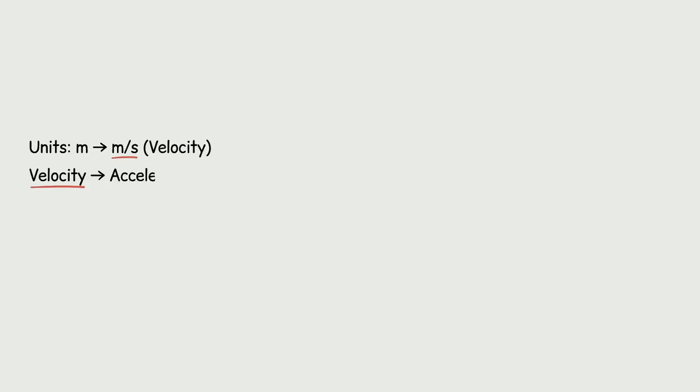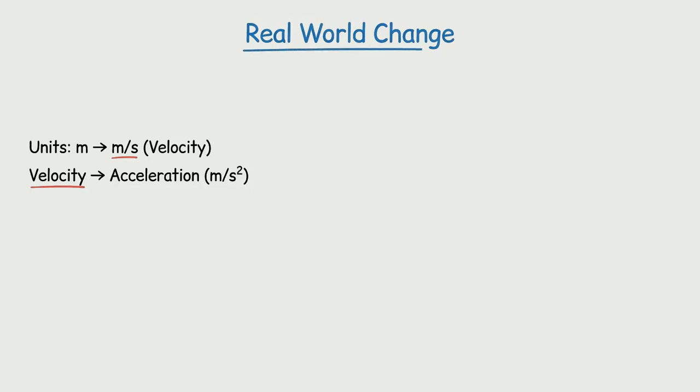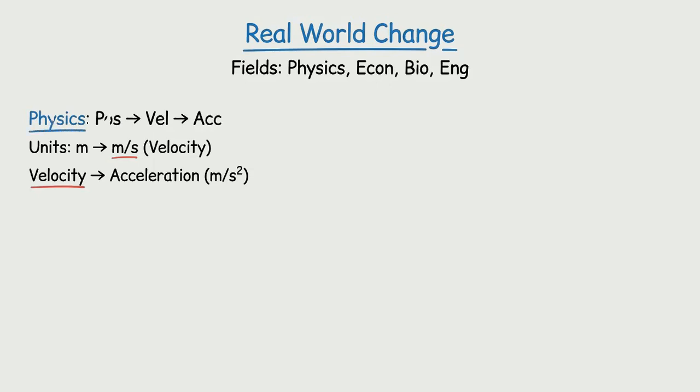So derivatives aren't just abstract math, they describe real-world change. They show up in physics, economics, biology, and engineering. In physics, velocity is the derivative of position, acceleration is the derivative of velocity. In economics, marginal cost is the derivative of total cost. It tells you how much extra cost comes from producing one more unit. In biology, derivatives model growth rates, how fast a population is increasing or decreasing.